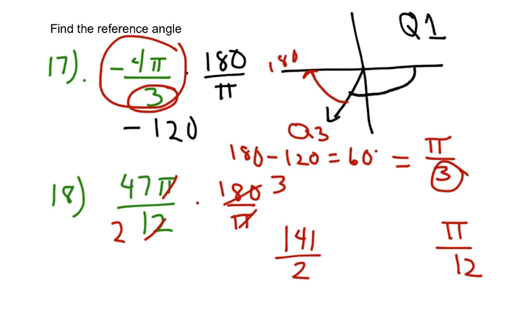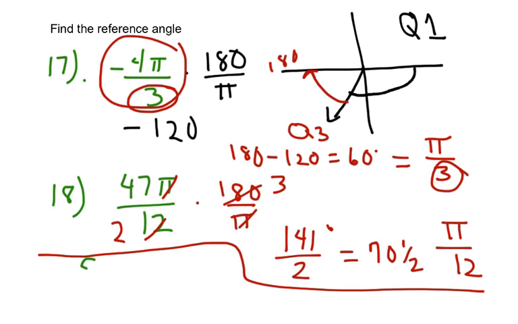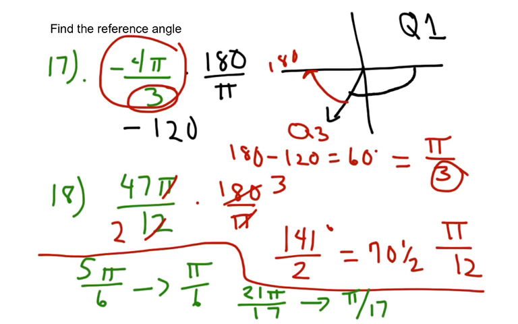So what I would do on this one is, instead of trying to draw it, that's a little over 70 and a half, right? Just know that if I give you something like 5 pi over 6, what is your reference angle? Pi over 6. If I give you 21 pi over 17, what is your reference angle? Pi over 17. I think that's the best way to remember the angles that are in radians.